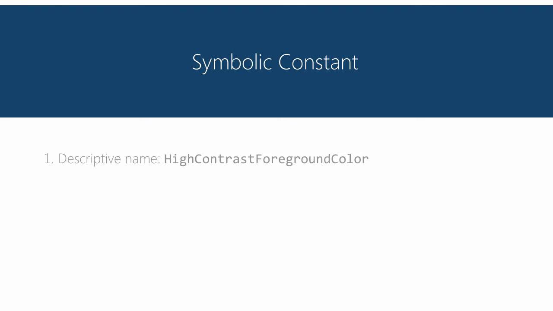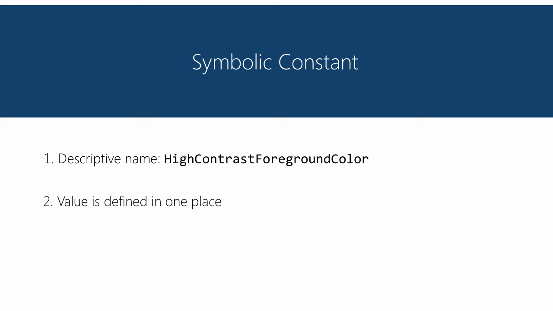The idea of having a symbolic constant is common in code. There are two advantages. First, you can use a descriptive name, for example, high contrast foreground color. Second, it's easier to update because the value is defined in one place.